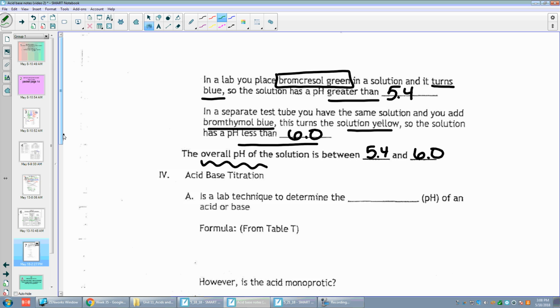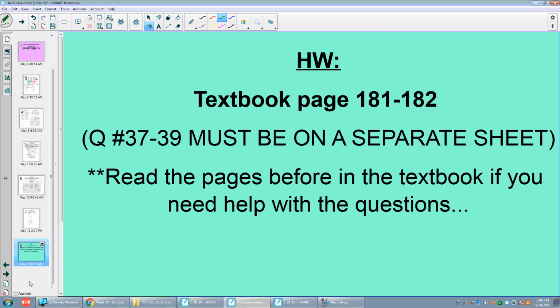And that's it for the notes. So you do need to do, now that you've watched this, I told you I was going to embed a textbook assignment. It's page 181 to 182. You have to put number 37 to 39 on a separate sheet. That is very important. I mean that. Put it on a separate sheet. And if you need any help, you can read the pages before.